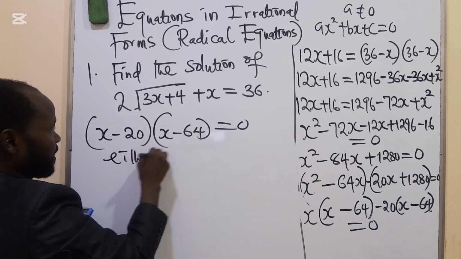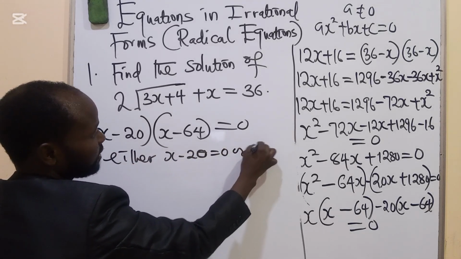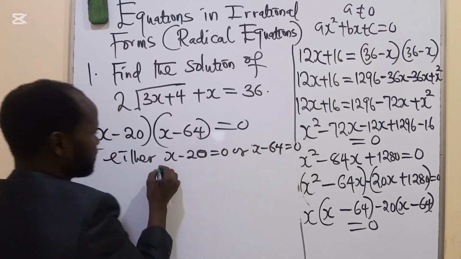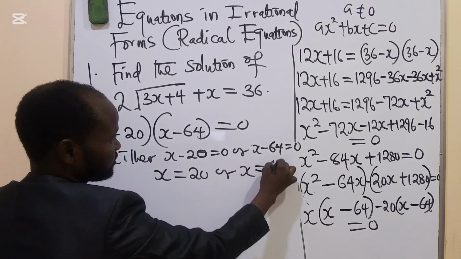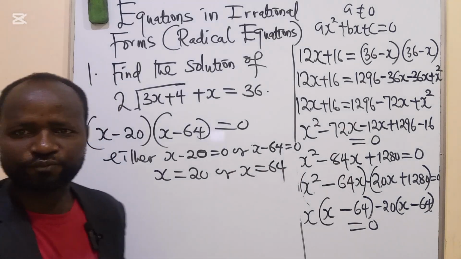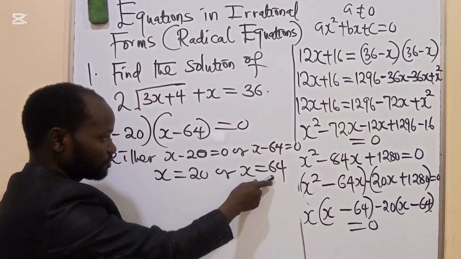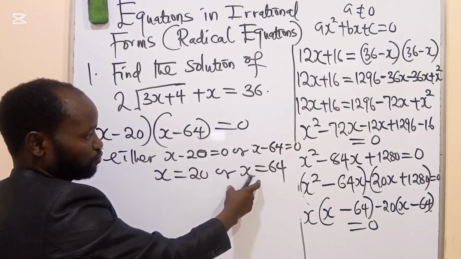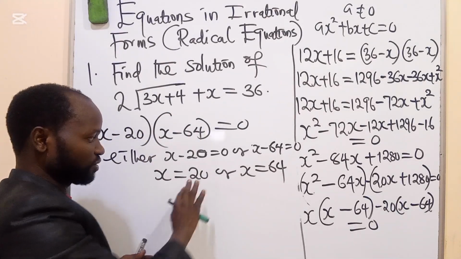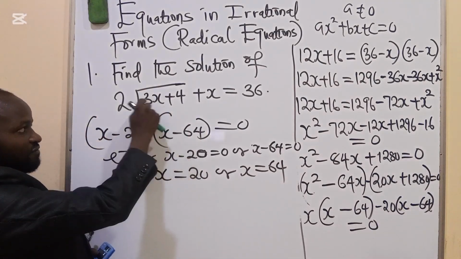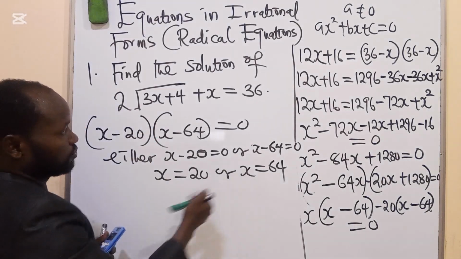Either x minus 20 is 0 or x minus 64 is 0. x now will be equal to 20 or x will be equal to 64. These are the two solutions. But it is very important for us to check which answer between these two solutions will satisfy this equation. It's very important for us to check by plugging back this value of x into this equation and see which of these solutions will satisfy this.